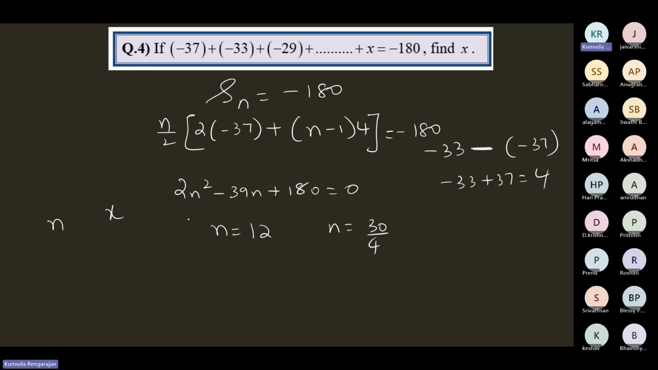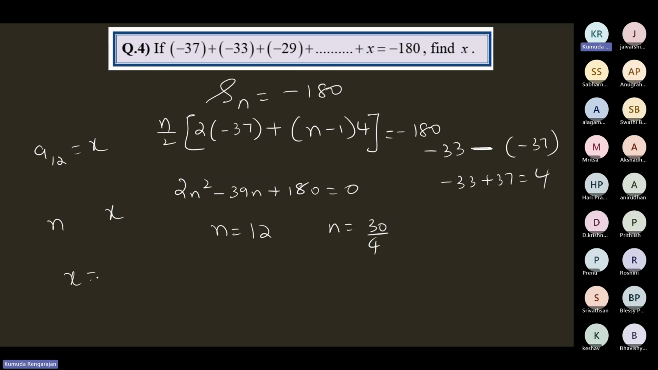So 12 terms of this AP should be taken to get sum minus 180. Now 12 terms meaning in the 12th position we have X. That means the 12th term of this AP is X, which means A12 is equal to X. N is 12. The sum of the first 12 terms is minus 180. What is the 12th term? The 12th term is X. A12 is X. Find X.